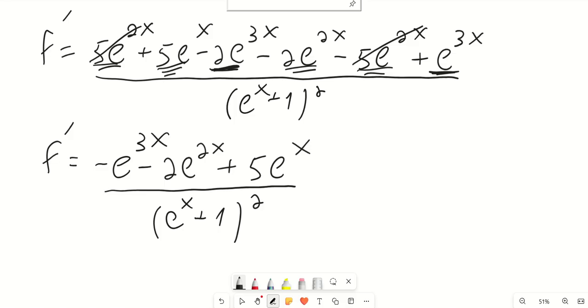So this is the derivative, and this is exactly the term that was given in the question that we need to show equals the derivative. So this is the answer to part C.